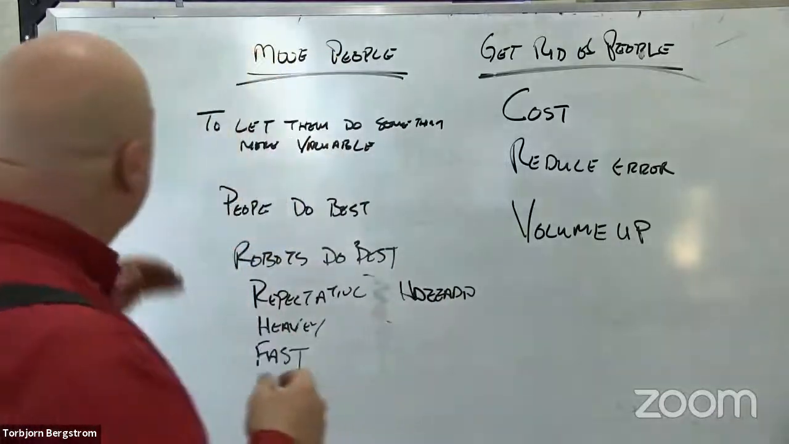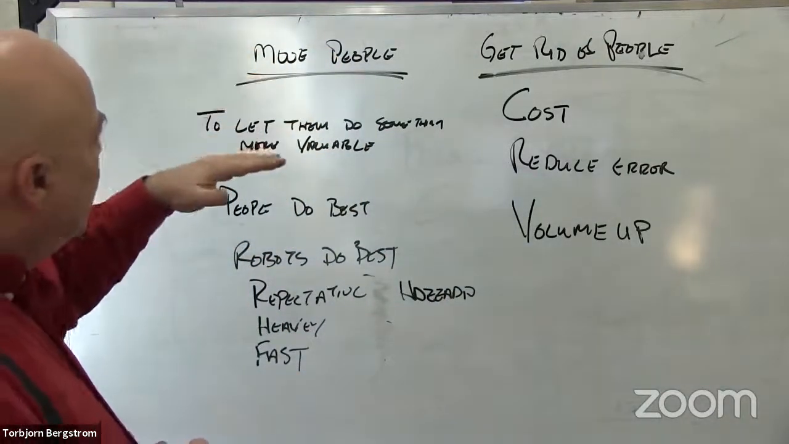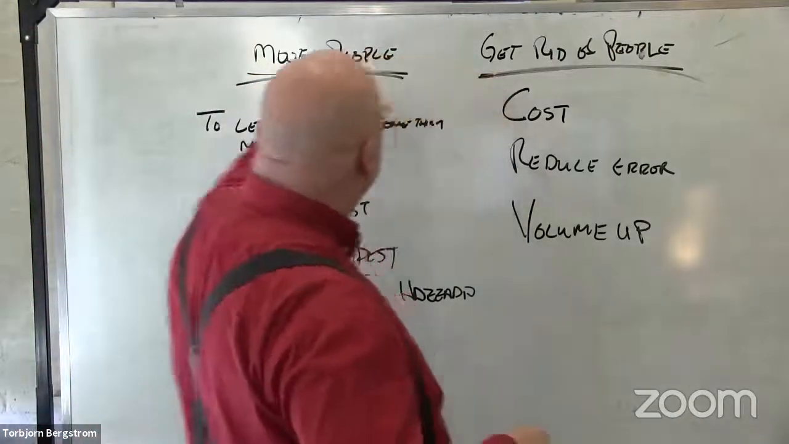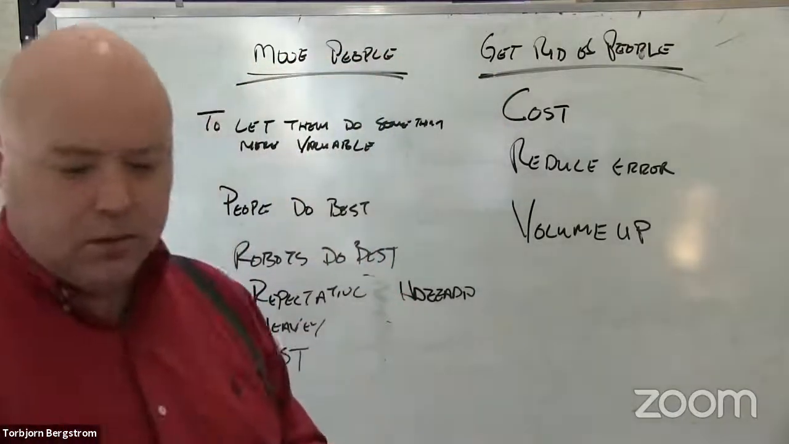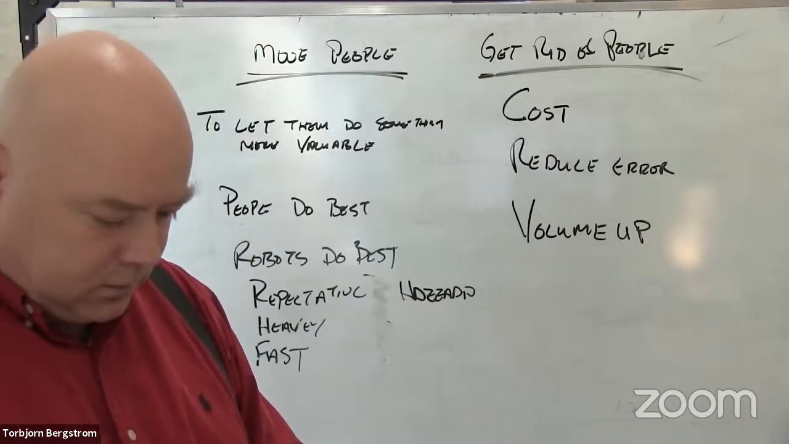Let's see. All right, so we want to move people. So what's the difference between get rid of people and move people? One of them you're driving the cost and the sale price, and the other one you're physically moving assets around internally.